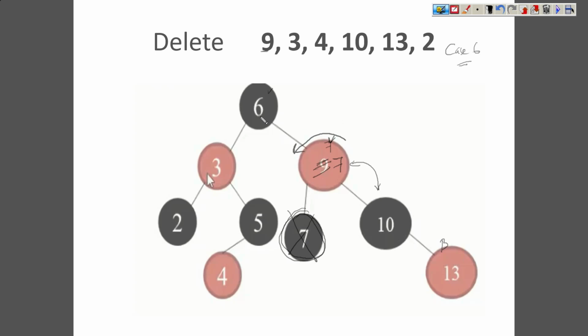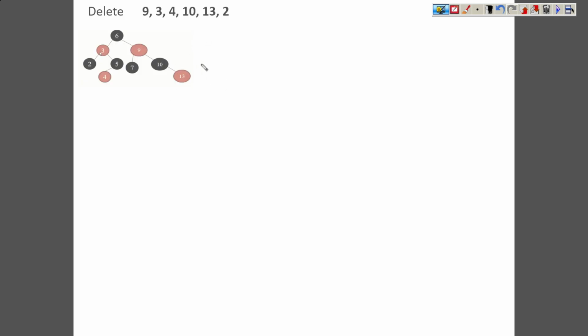Let me minimize this figure so that we can get some more white area for drawing. So the first step is to delete 9. We have already discussed that case 6 is applicable here, so let me write here: case 6 is applicable, and what is required? Let me also do it quickly. We are going to swap the color here, we are going to rotate from here, and we are going to remove this double black. This becomes 7, and we change the color to black.